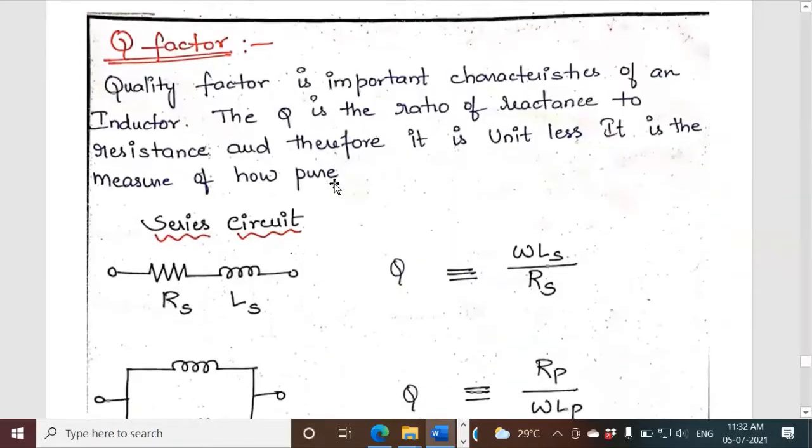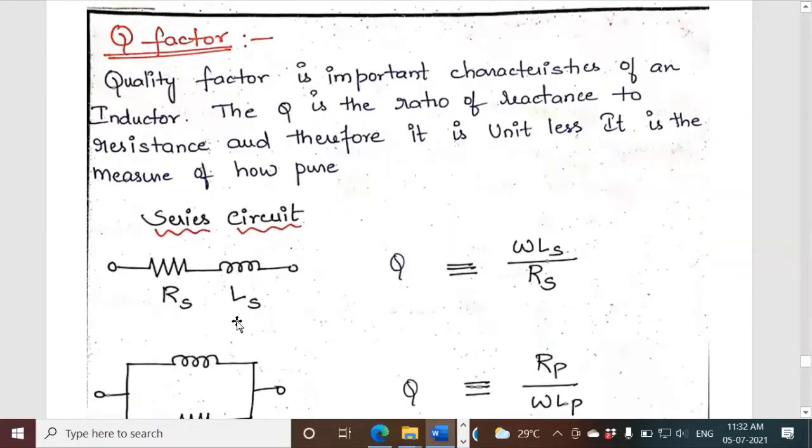For a series combination, the impedance associated with this inductor is j omega Ls, where s stands for series. The reactance is what remains after removing the j term, so the reactance is omega Ls.